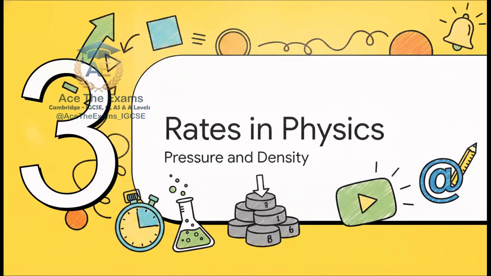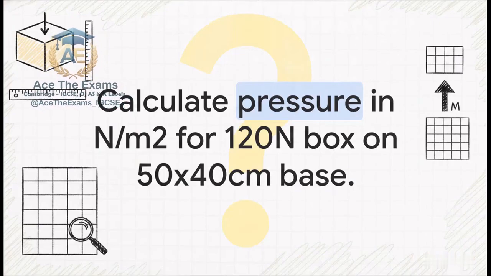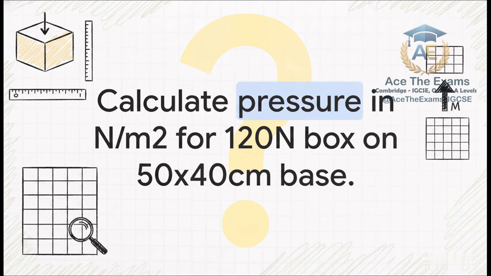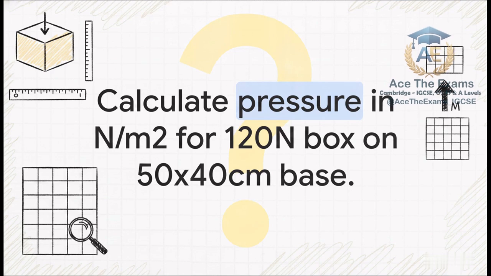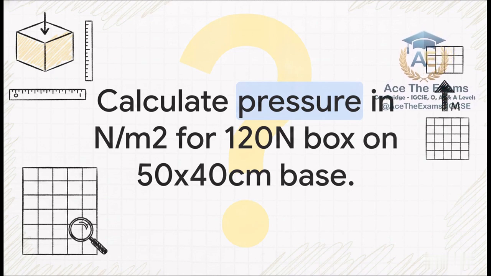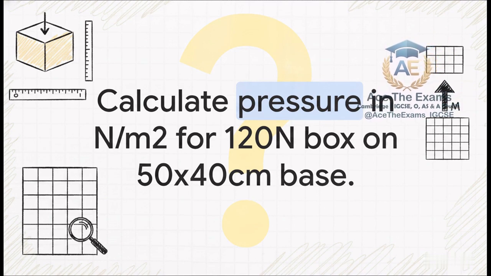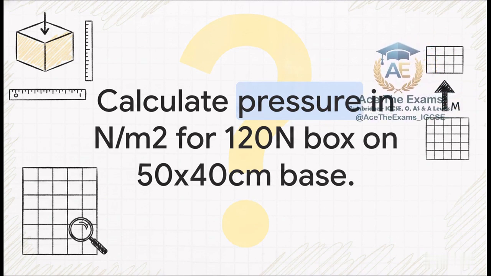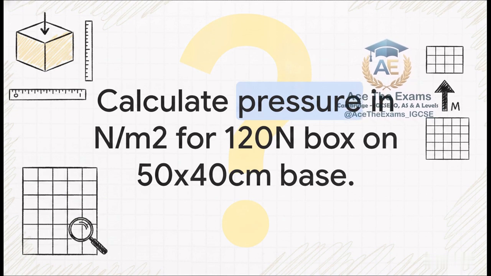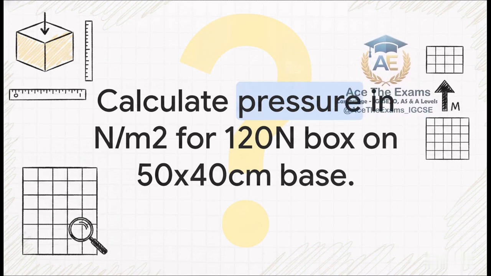All right, section 3, applying rates to physics. Let's take it up a notch. Take a really close look at this pressure question. It says a 120 Newton box sits on a 50 centimeter by 40 centimeter base. Calculate the pressure in newtons per square meter. Now, this introduces a classic trap that catches literally thousands of students every single year. Do you notice anything a bit sneaky? They gave us the base measurements in centimeters, but they're asking for the final answer in square meters.